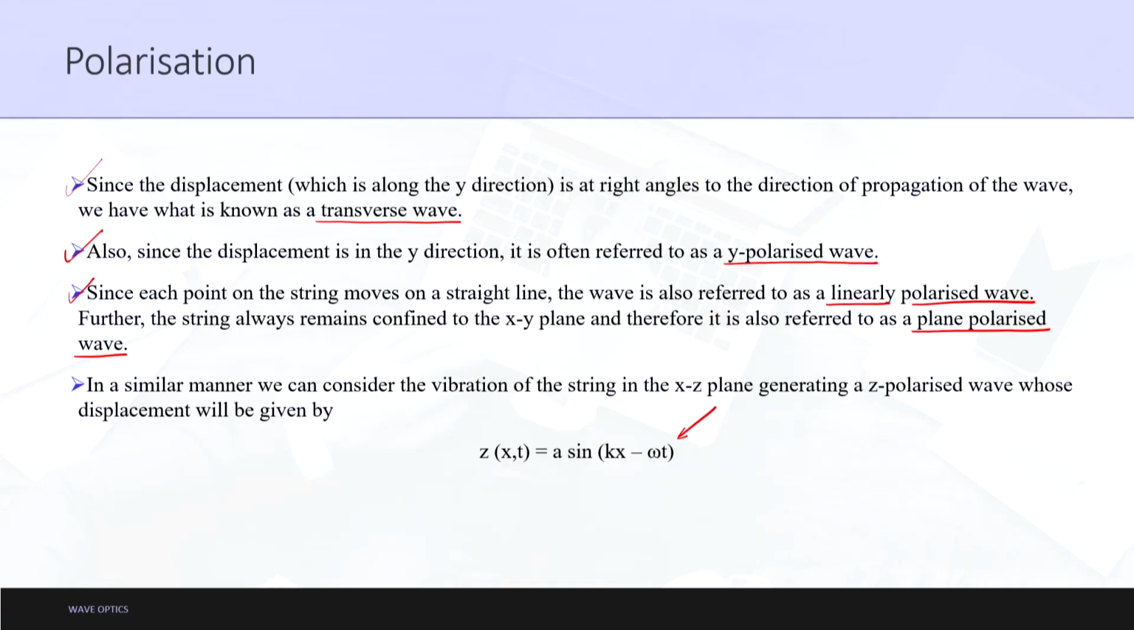Let us suppose this is the direction of x, this is the direction of y, and this is the direction of z. If the propagation is like this, then in the earlier equation the displacement was happening in this scenario, and in the z direction, the xz plane one, the direction of propagation is in this scenario. Okay, so this is also understood.